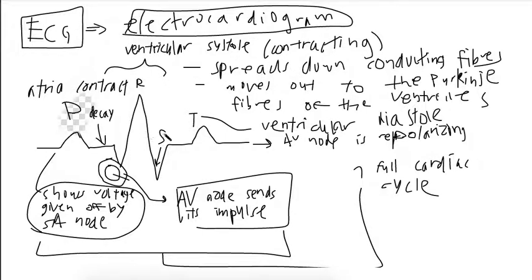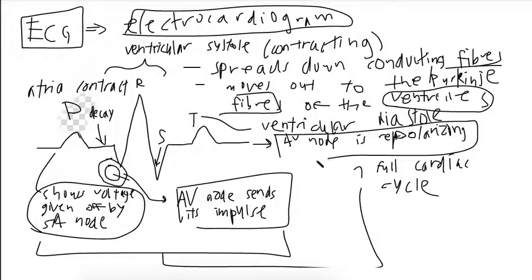It spreads down through the conducting fibers, and it moves out to the Purkinje fibers, which are located within the ventricles. And then we have the T wave, which is the final part of the electrocardiogram, and this is the ventricular diastole. So this is when the ventricles are relaxing, and during the T wave we have the repolarization of the AV node, in which it prepares to send another impulse.